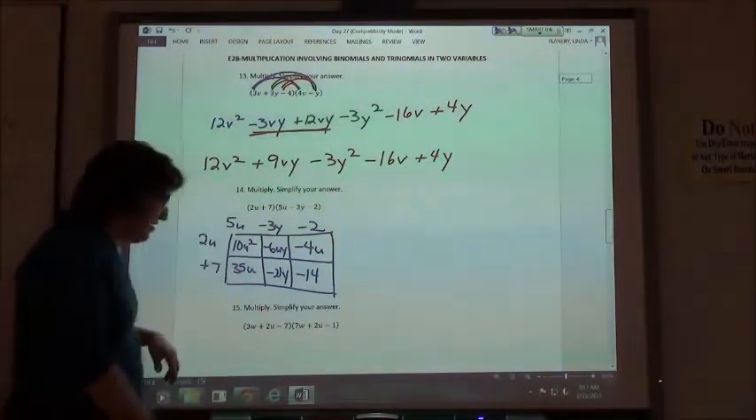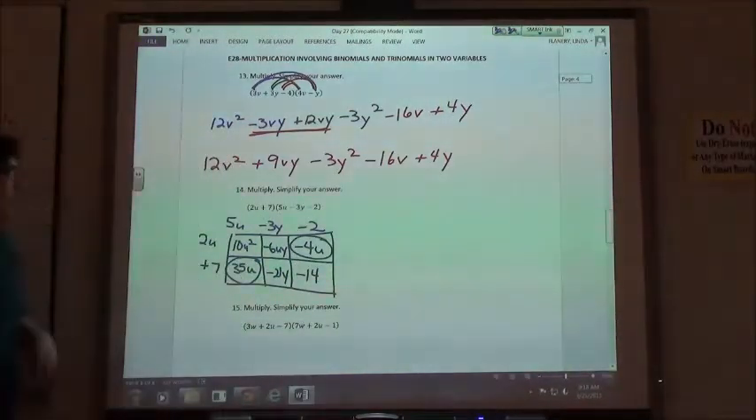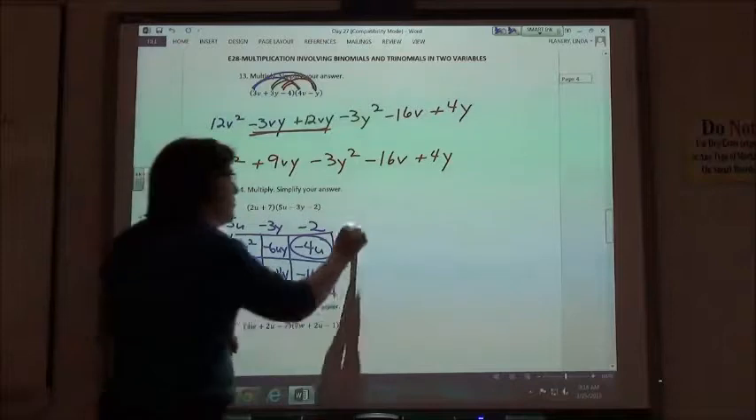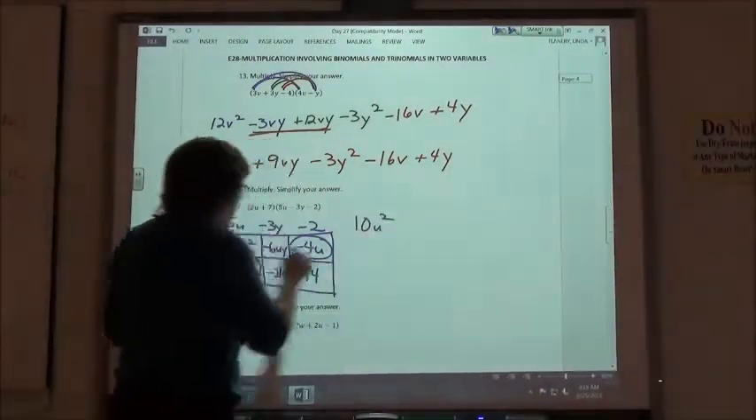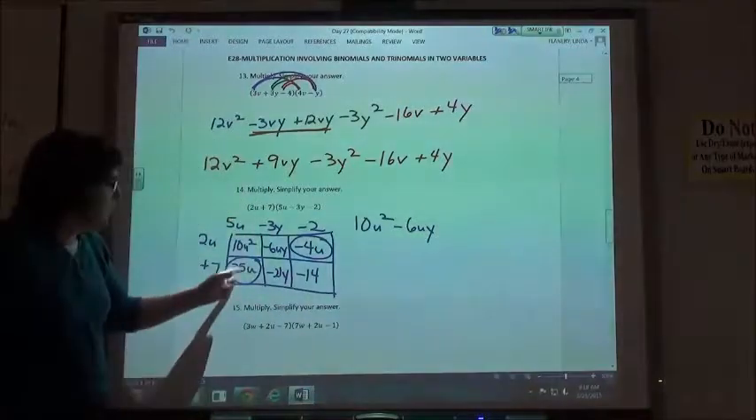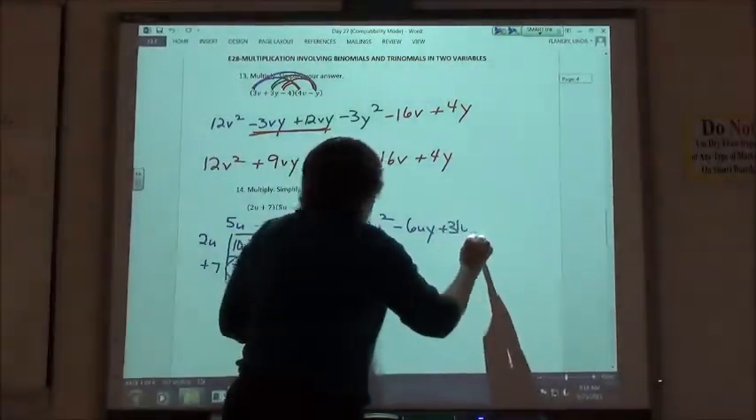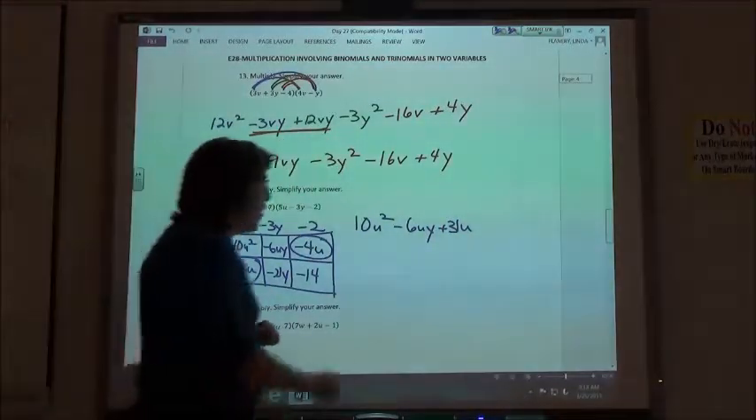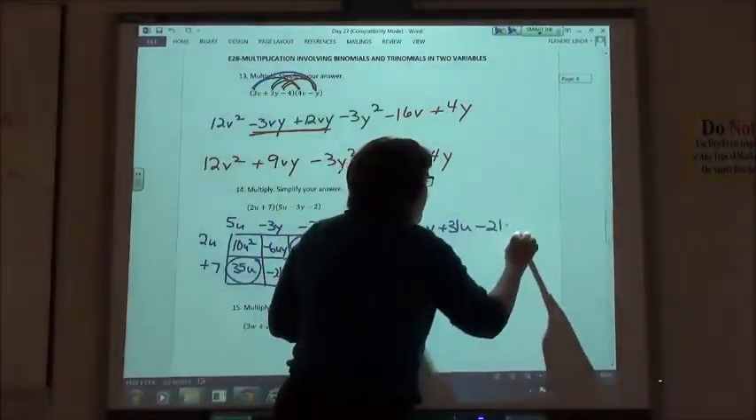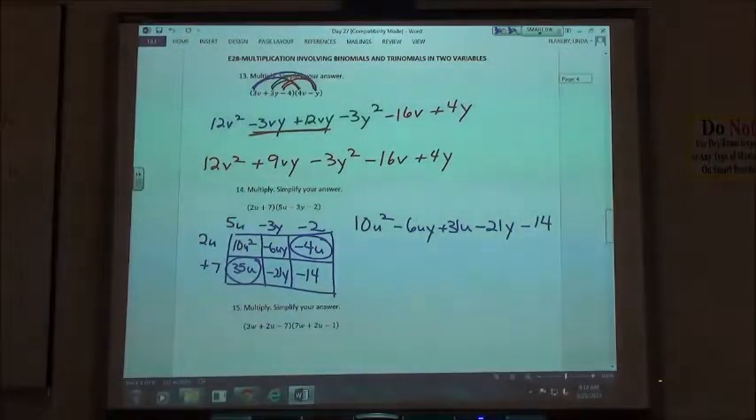My like terms here, if I look, are going to be my 35u and my minus 4u in this case. So I have a 10u squared. I've got a minus 6uy. I have 35 minus 4, which would be 31u, minus 21y, and minus 14. And all of that would have to go in for my answer then.